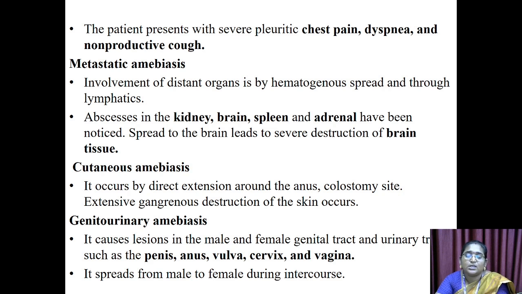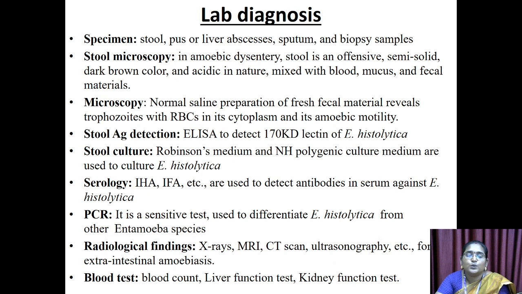Genitourinary amoebiasis causes lesions in the male and female genital tract and urinary tract such as penis, anus, vulva, cervix and vagina. It spreads from male to female during intercourse. Lab diagnosis. Specimens: stool, pus from liver abscesses, sputum and biopsy samples.